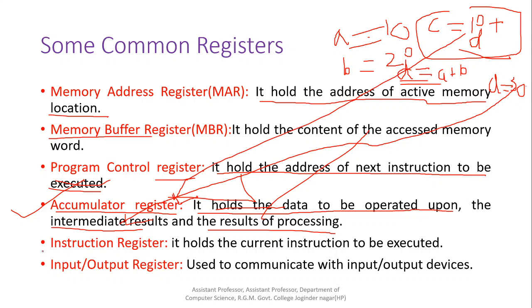The next register is one I discussed earlier, the instruction register. It holds the current instruction to be executed. The next register is the input output register, and it is basically for communication with the input output devices. All input output information such as instructions and data are transferred to this register via the input device. Similarly, all output information to be transferred to an output device is found in this register.